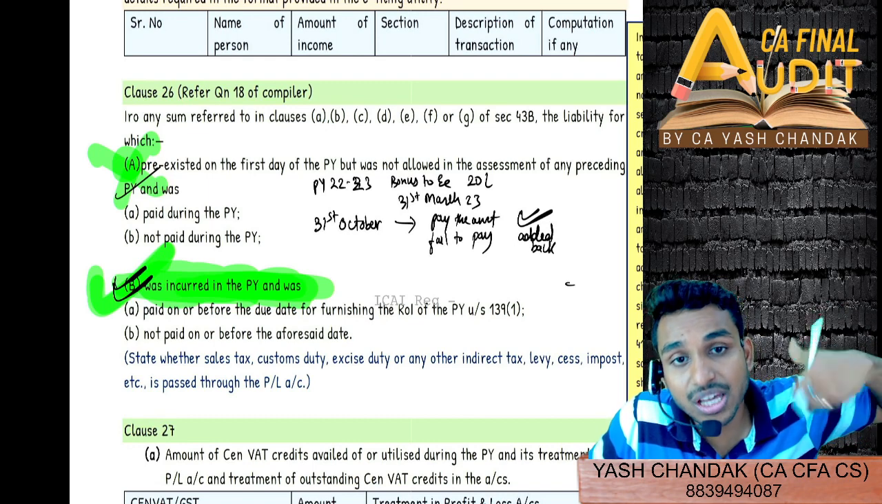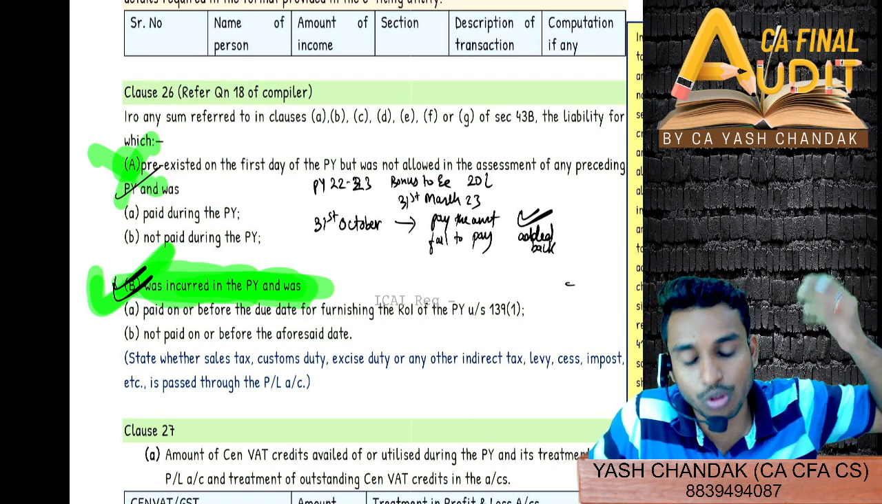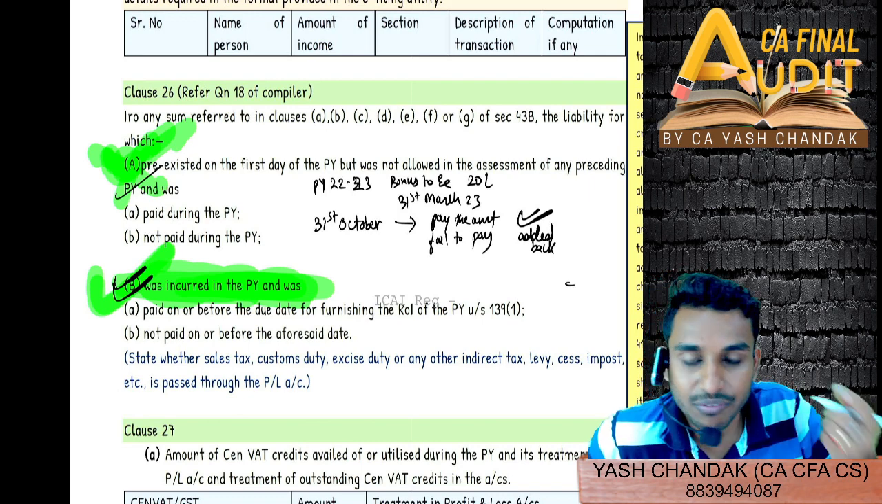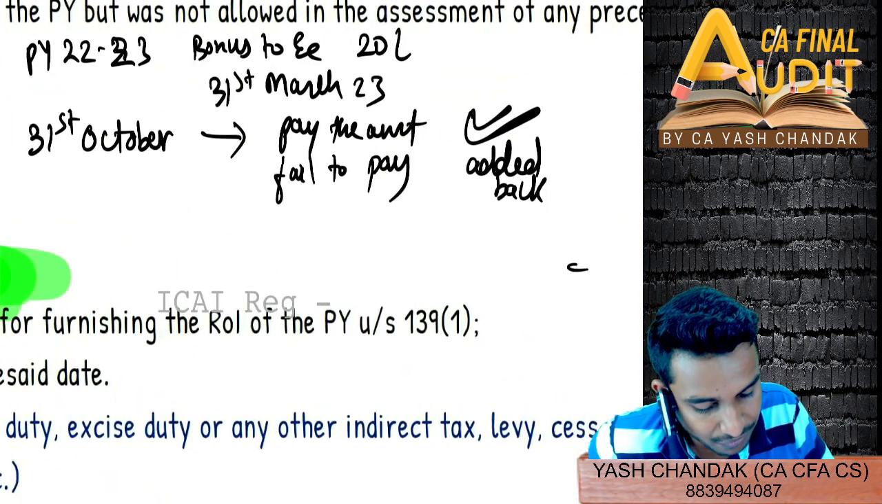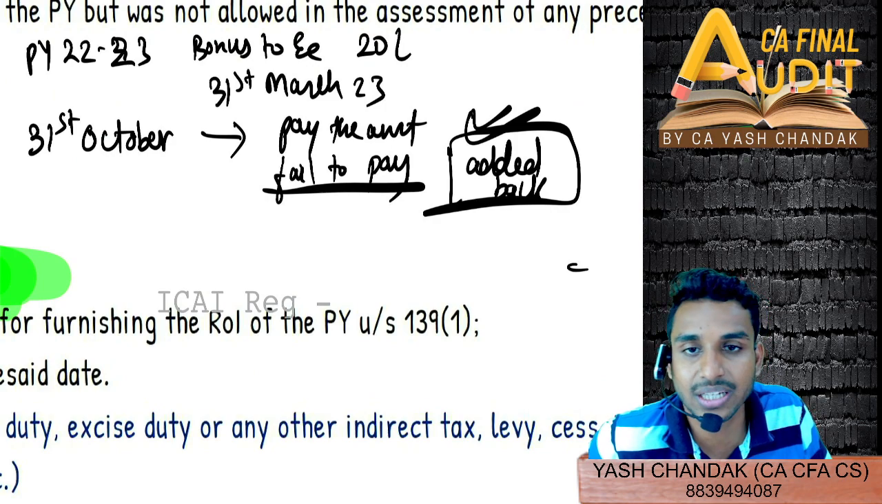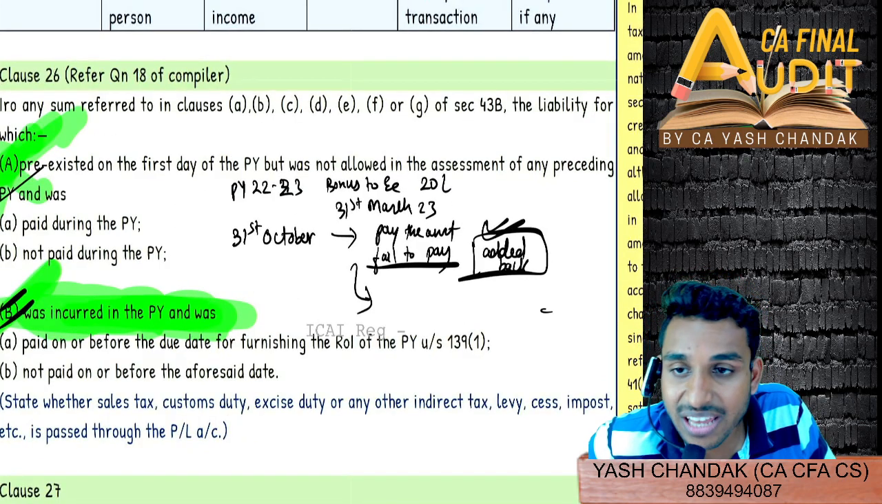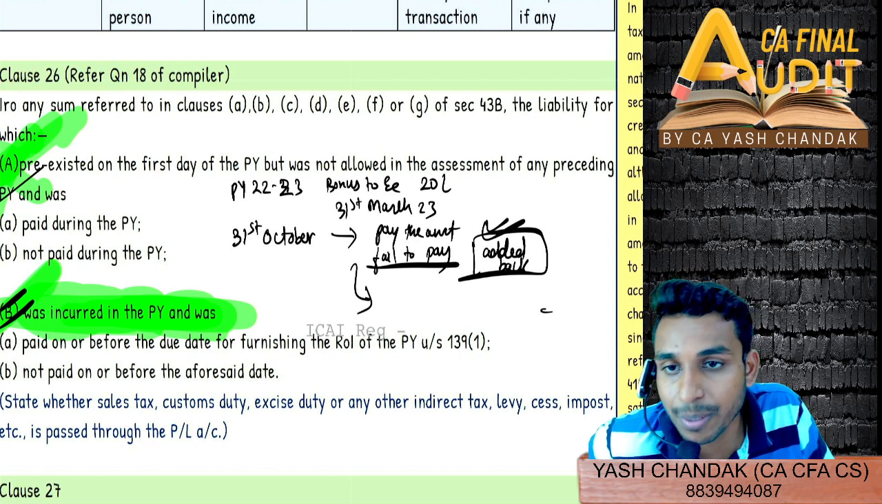If this expense already existed, then it will be disclosed under point A. Again, we'll come back to this example only. If I fail to pay, then this will be added back in my income. And now, next year, it will be allowed only on payment basis.